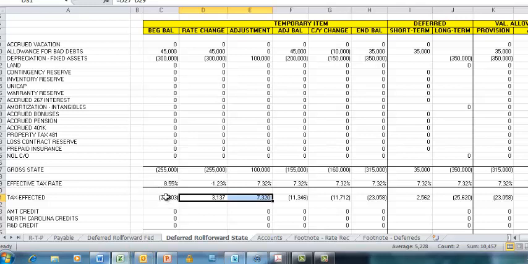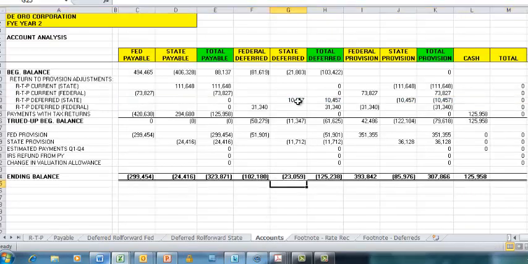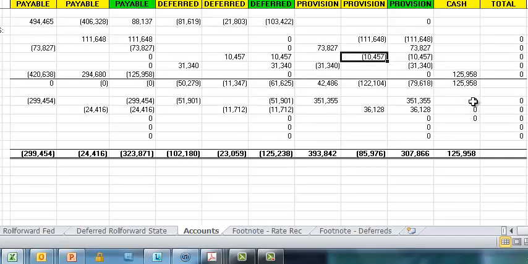I thought I had that as a deferred tax liability, but now I have less. So what is the journal entry I need to book? I need to reduce my deferred tax liability. So that's a debit to DTL, right? Okay, and what's the credit? Deferred tax expense, right? So I have a journal entry that says debit my state deferreds, credit my state provision.